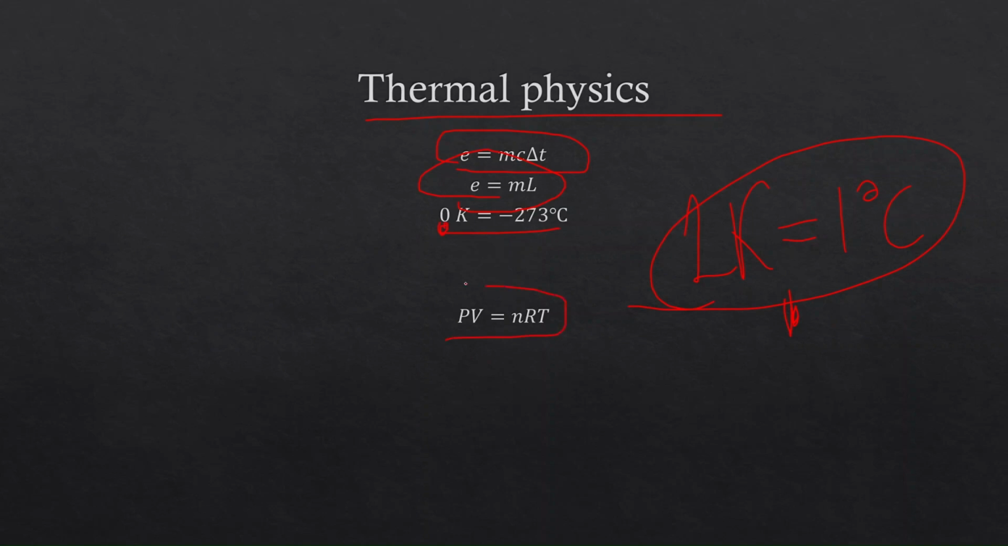PV is equal to nRT. Well, you don't have this equation in IGCSE, but this basically shows us that pressure is directly proportional to temperature, volume is directly proportional to temperature, but pressure and volume are inversely proportional to each other. n is the number of moles, R is the molar gas constant, so these are just two constants that we don't care about right now.